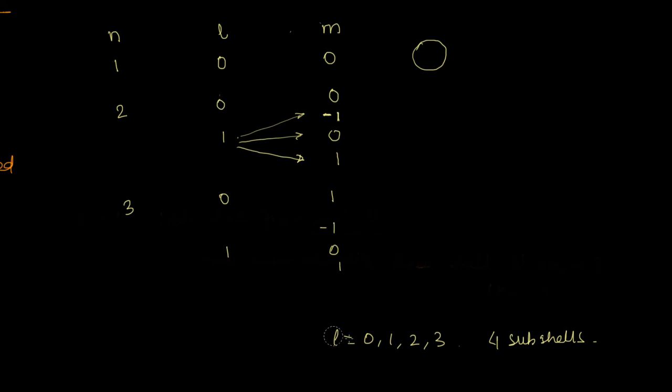I come to, let me erase this as well. Let me come to 2. So it goes from minus 1, no, minus 2, right? It starts from minus L. So minus 2, increases by 1, goes to 1, passes through 0, goes to plus 1, goes to plus 2, that is plus L, and stops. Right? So what happens? This is something like that.